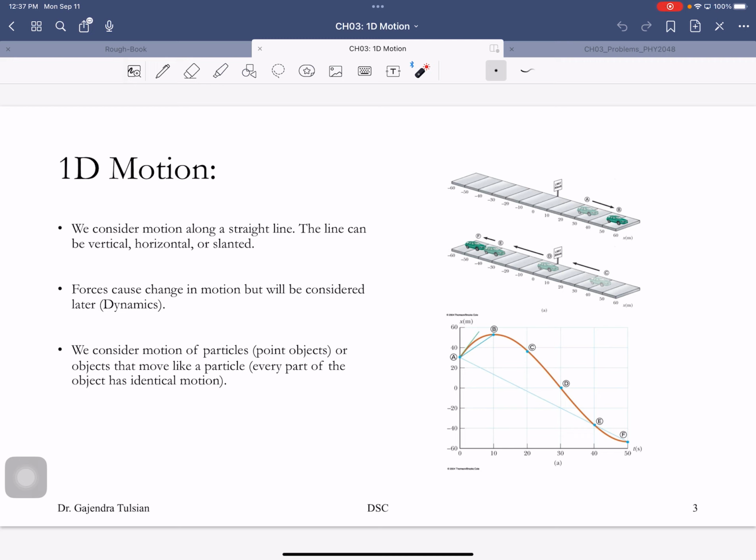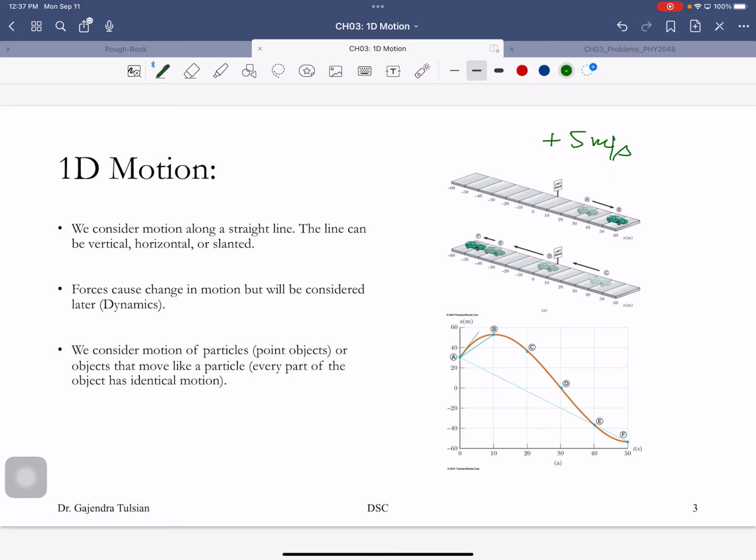So let me backtrack a second. To represent a vector in 3 dimensions, how many numbers do you need? 3. Why do you need 3 numbers? 2 for direction and 1 for magnitude. In one dimension, the vector can either point to the right or to the left. So with plus 5 meters per second, you don't need a number for direction. It's the sign that tells you the direction. So that's the convention.